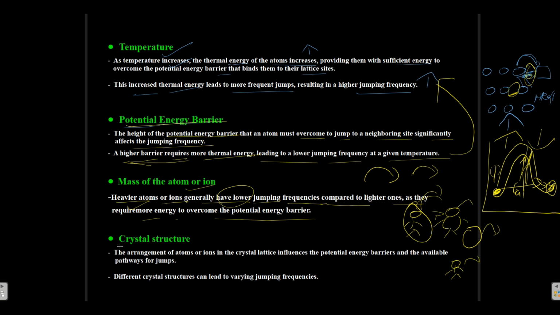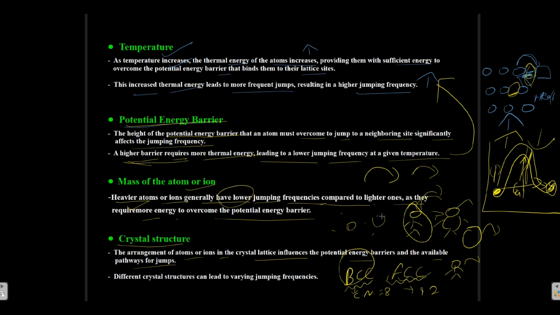The fourth one is crystal structure. Crystal structure will also affect the jumping frequency. You can see over here the arrangement of atoms or ions in the crystal lattice influences the potential energy barrier and the available pathways for jump. So generally we see BCC and FCC structures of crystal. This is body centered cubic structure and this is face centered cubic structure. Its coordination number is 8 and its coordination number is 12. That means one ion is surrounded by 8 ions in BCC structure, and one ion is surrounded by a total of 12 ions in FCC structure.